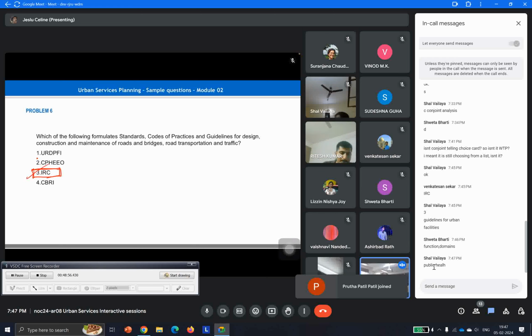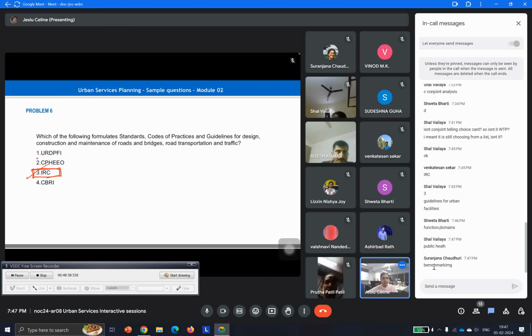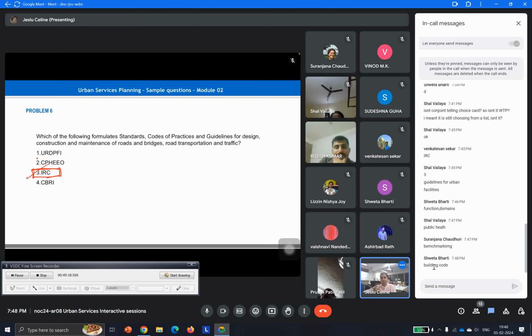Yes. Last one, we have CBRI. What is that? CBRI. Yes. Correct. So what do they focus on? It's related to building research, more of infrastructure-related building research organization, right?